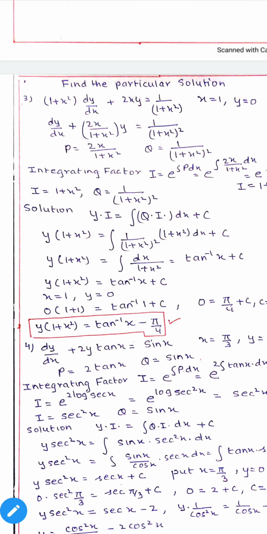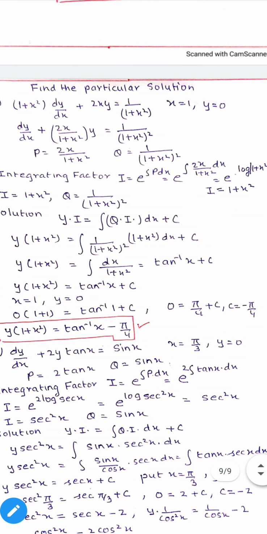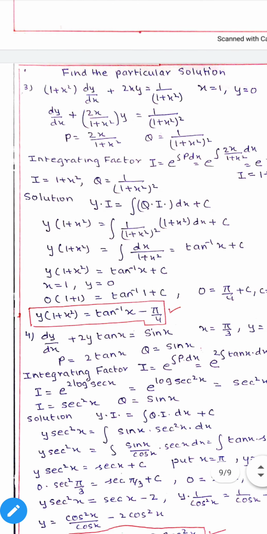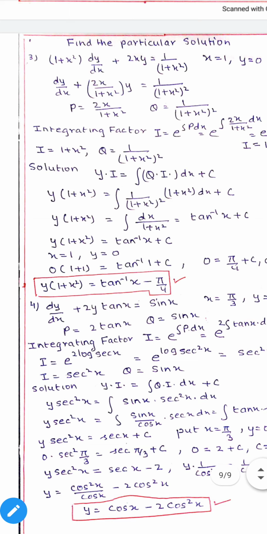Put x is equal to 1 and y equal to 0. We get the left side 0 and tan inverse 1 is pi by 4. So c is going to be minus pi by 4. So put the value of c, we get the answer of the differential equation. Y into 1 plus x square is equal to tan inverse x minus pi by 4.